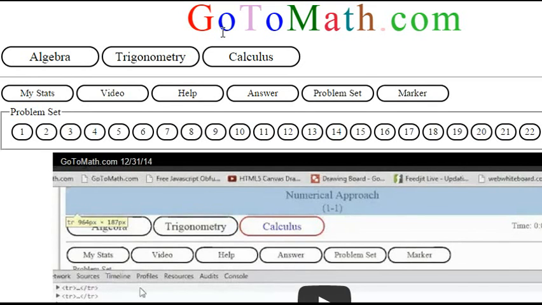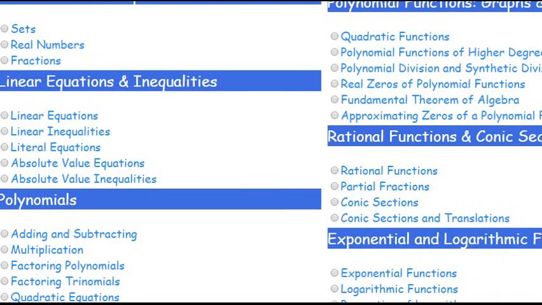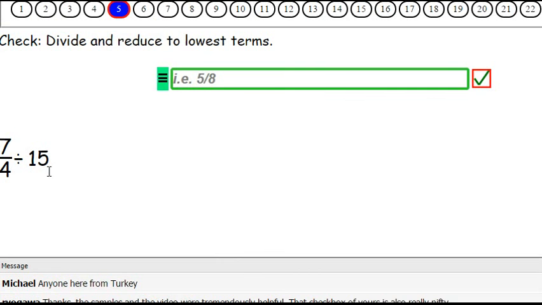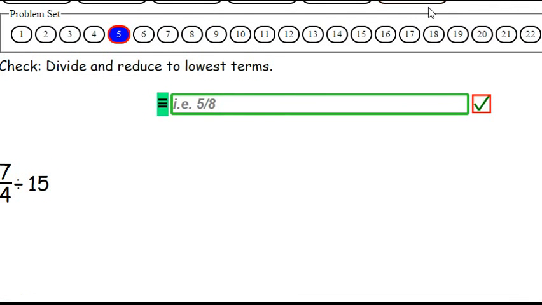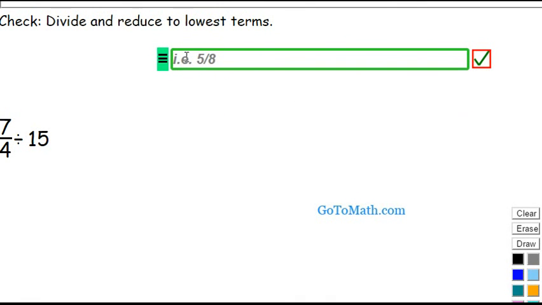Okay, we're over here at GoToMath.com. Let's click on the algebra and go down to fractions. And I believe we're going to be doing 5.1. So let's click on that. Bring up the marker board. Divide and reduce to lowest terms. So that's what it's asking.